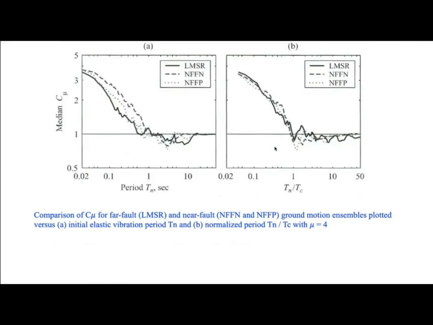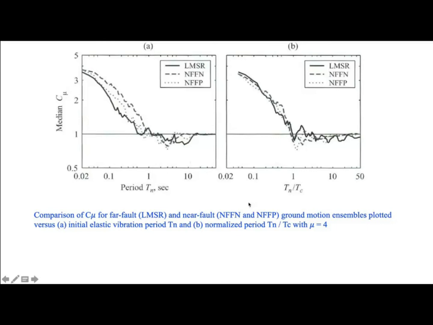There is variation, in fact, if you are using a near fault ground motion or a far fault ground motion. Like this black one is for the far fault ground motions, and these two are for the near fault ground motion. One is fault normal and the other is fault parallel. So fault normal is more severe as compared to the fault parallel. But these are the values when they are plotted for the Tn.